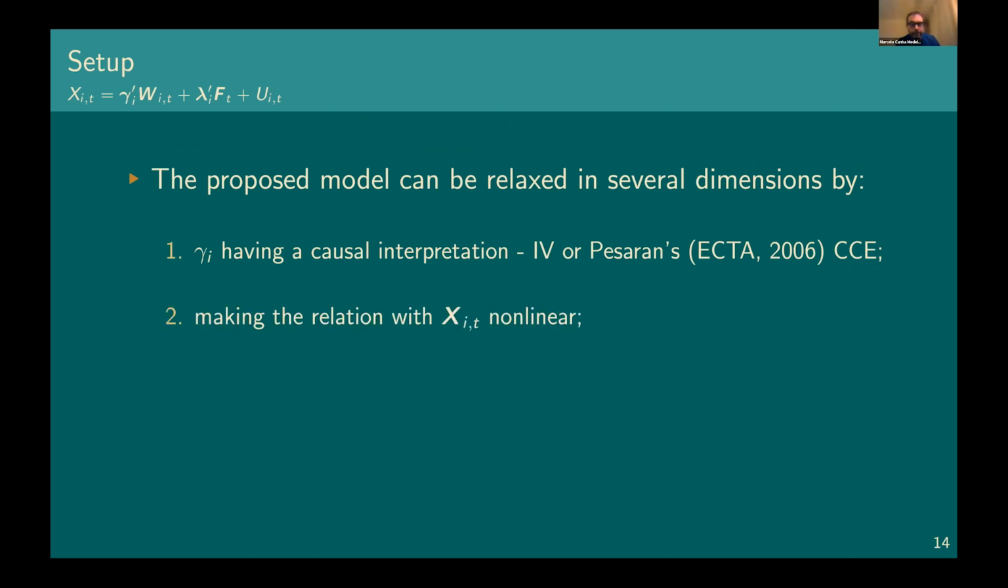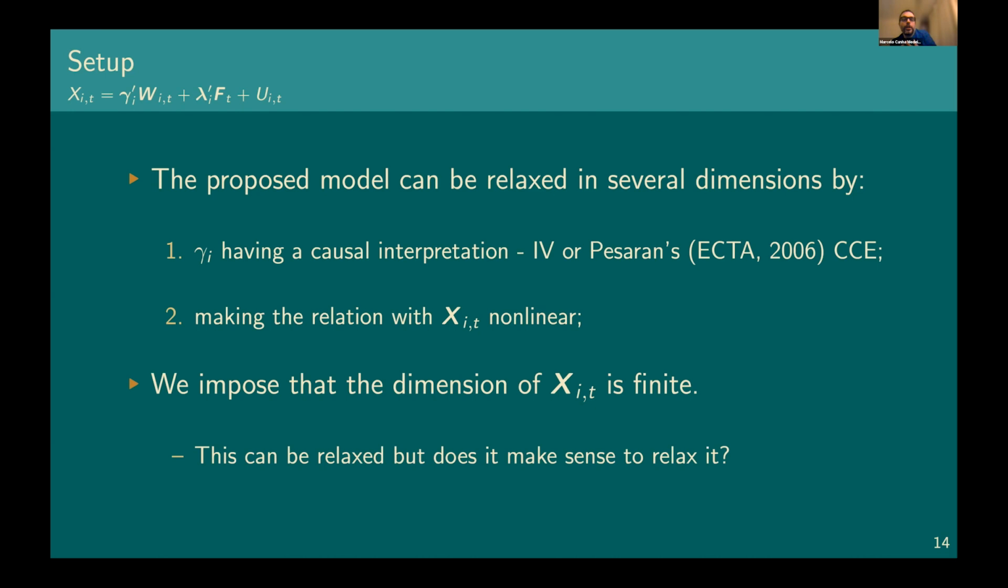and all our results continue to hold. Okay. We can make the relation with X nonlinear, although we need to control the complexity of that nonlinearity, but if you want to make the relation of X nonlinear, you can. We impose that the dimension of X is finite. In theory, this can be relaxed, but we don't think that makes a lot of sense because the high-dimensional structure is on the Y. We don't want the high-dimensional structure to be on the X.